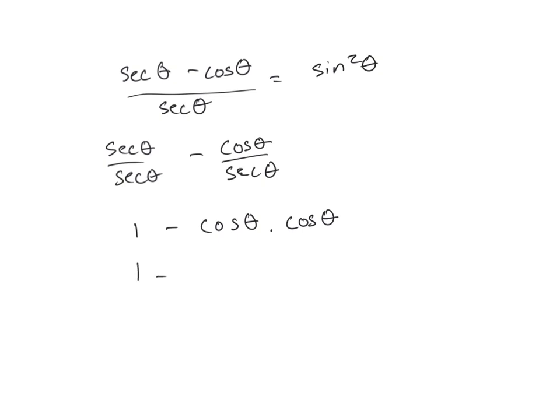And this becomes 1 minus cosine squared of theta. And as we know, 1 minus cosine squared of theta is sine squared of theta, verifying this identity.